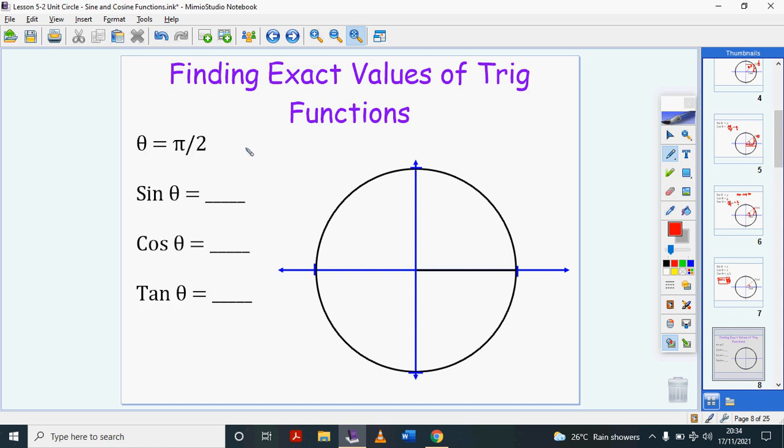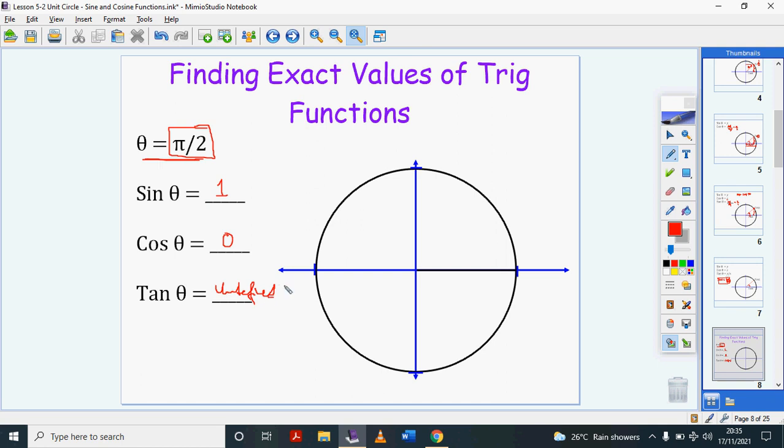So if I want to find the exact values of trig functions, for example, if the angle is pi over 2, what would the sine of pi over 2 be? Or the cosine of pi over 2? Or the tangent of pi over 2? You need to remember these, but I'm going to show you where they come from. The sine of 90 degrees is just 1, the cosine of 90 degrees is 0, and the tangent of 90 degrees is undefined.